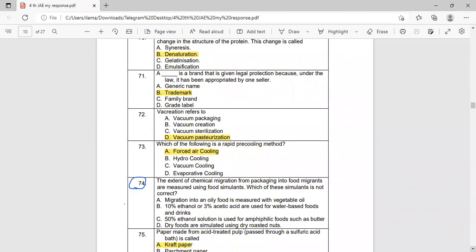This one, question 74, I am not able to find the answer. If anyone found the answer, please post it in the comments.